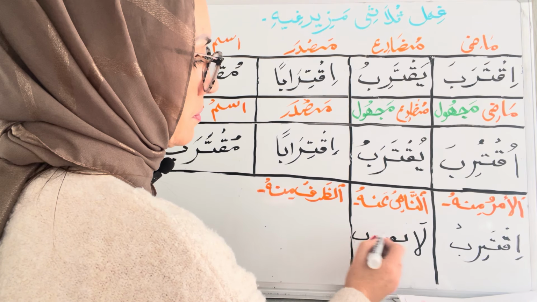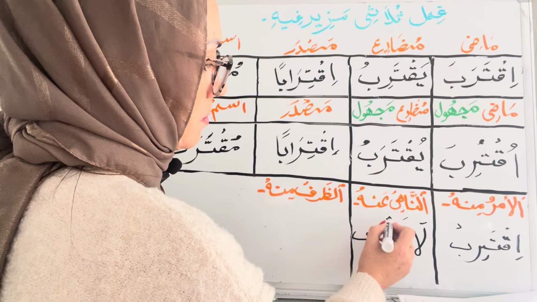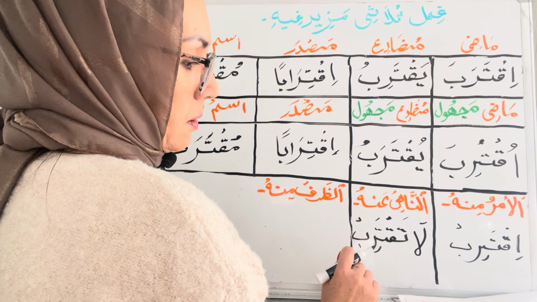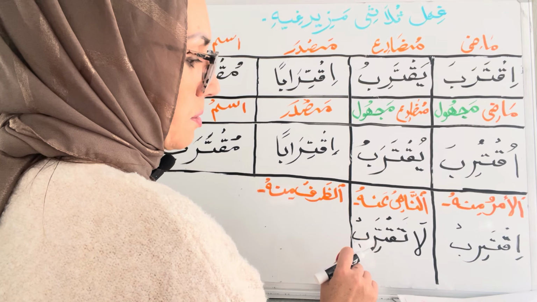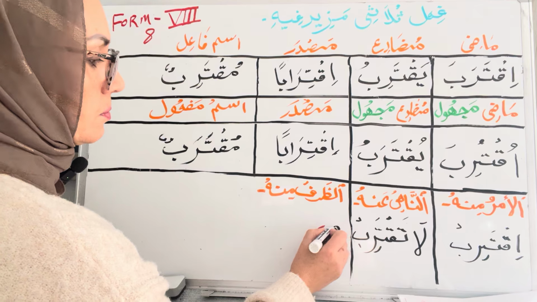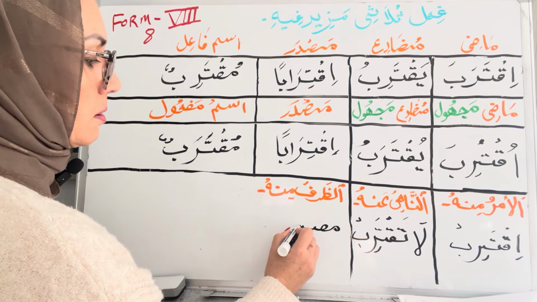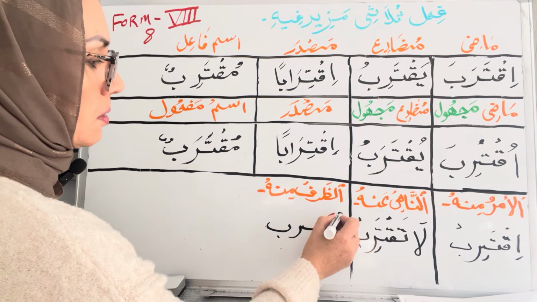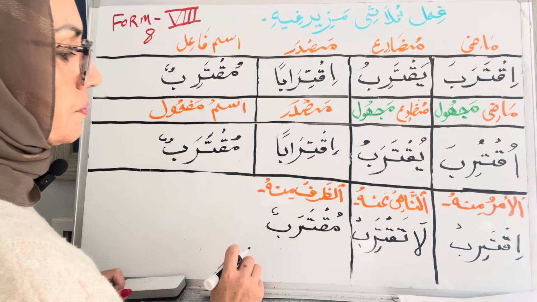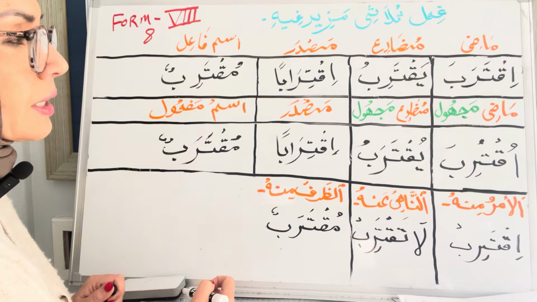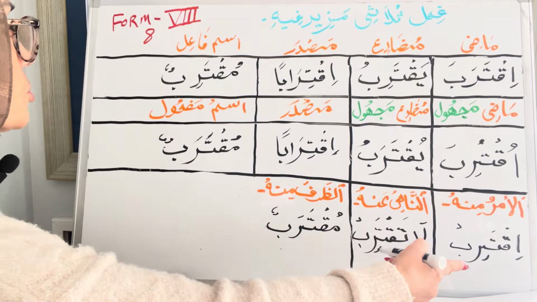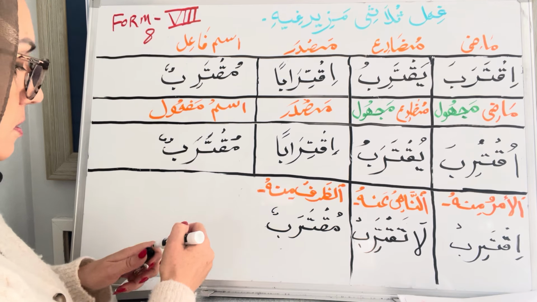تقترب. But with the sukun. لا تقترب, and then والظرف منه مقترب. It's the same thing as اسم مفعول. مقترب. مقترب. All right, we talked about everything that was changed there. And this is Form 8.